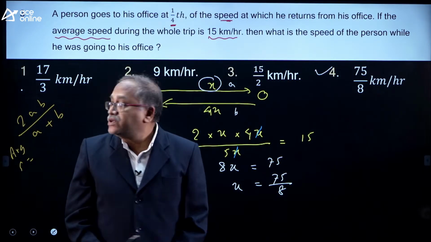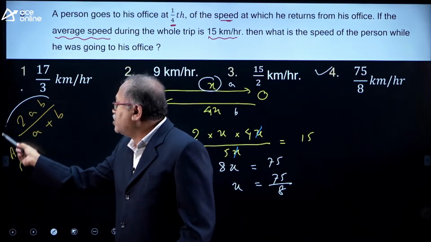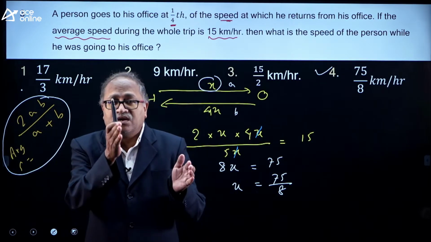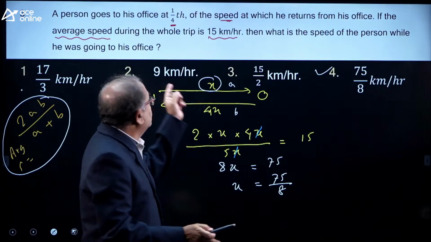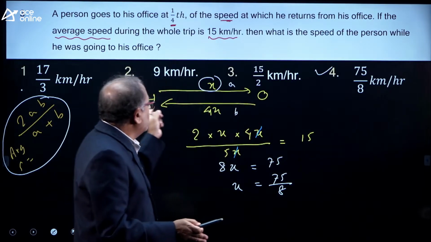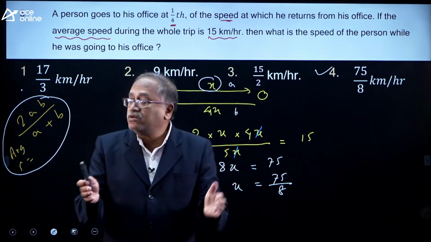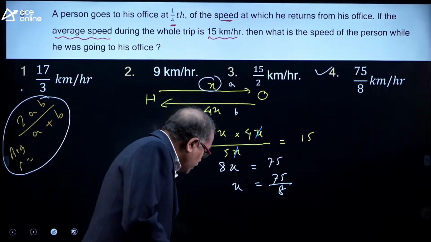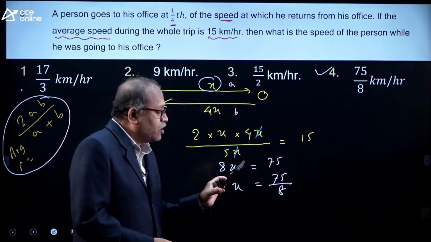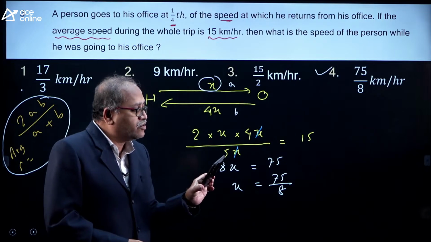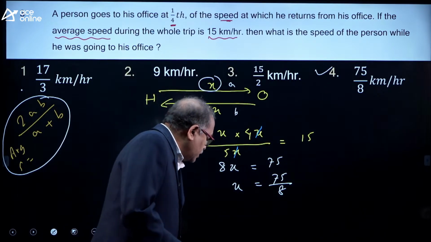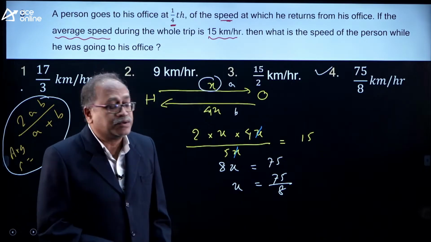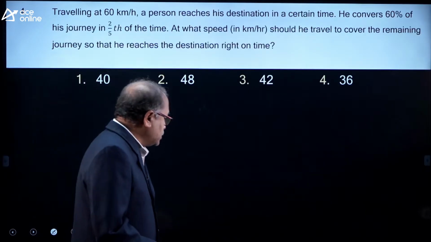Right, my dear friend? So, you need to apply this formula over here. The average speed when the journey is divided in two equal parts, that is home to office and office to home, two equal parts, that is 2ab by a plus b. Anyone? Yes, Naidu? Option choice 4, Anusha, very good evening. That is right. So, let us move on to the next question, and your next question is this.